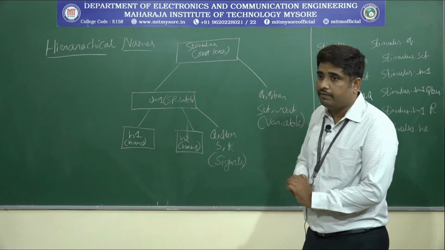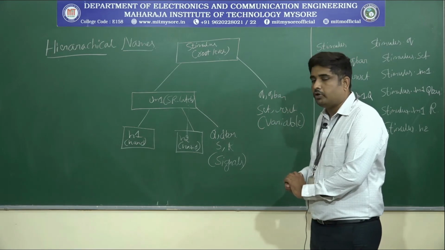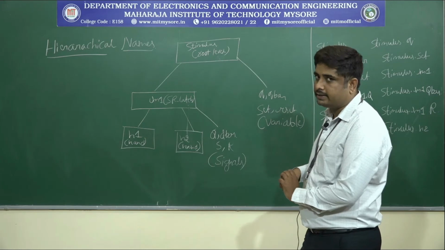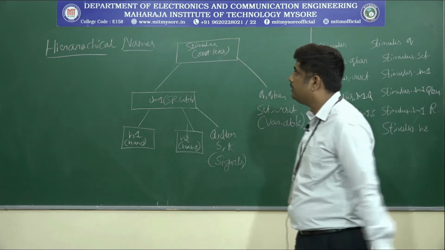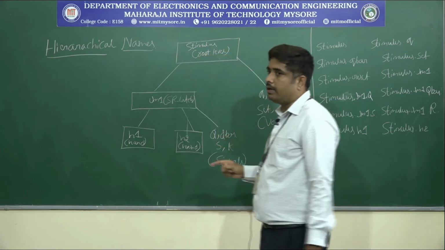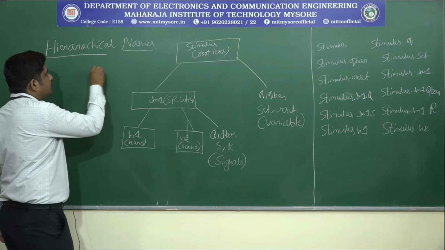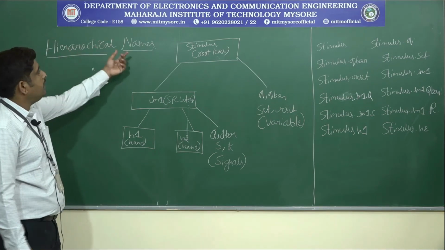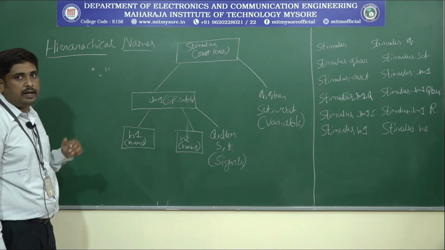Let's take an example for hierarchical names. We have to assume an SR latch. We know the SR latch circuit, we already discussed it, right? So here is a representation of the hierarchical name. The hierarchical name is stimulus dot a. The dot separates the hierarchical names and the identifier. So here the identifier is a different port.